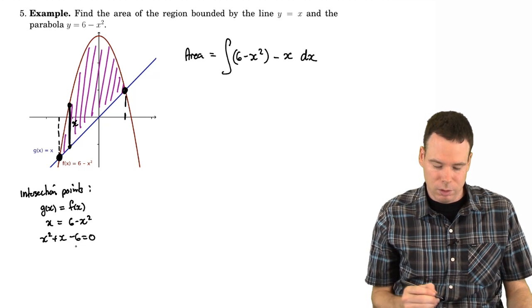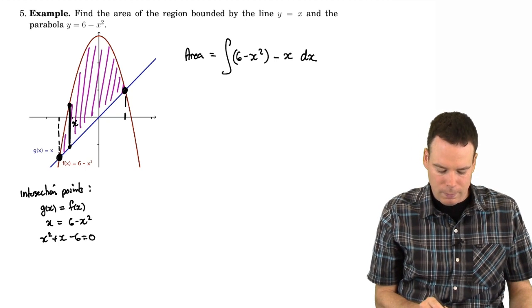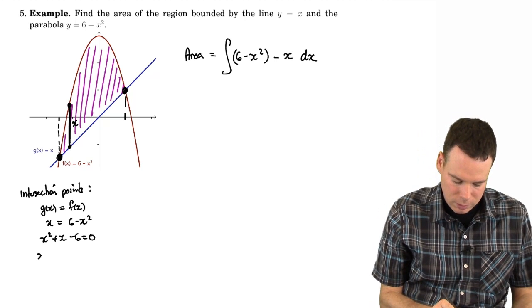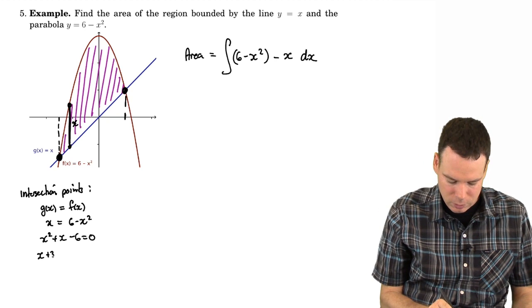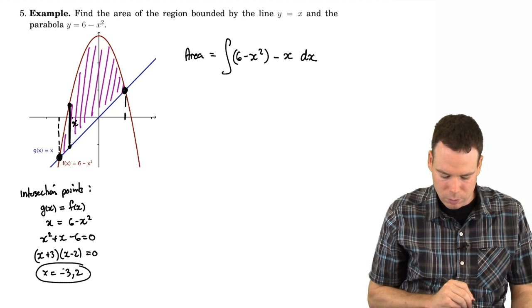We know there's going to be two roots of this thing, if there are any at all. How do we find the two roots? We could use the quadratic formula, or in this case, we just notice that it does factor. x plus 3, x minus 2. And so the roots are negative 3 and 2. So those are our roots.